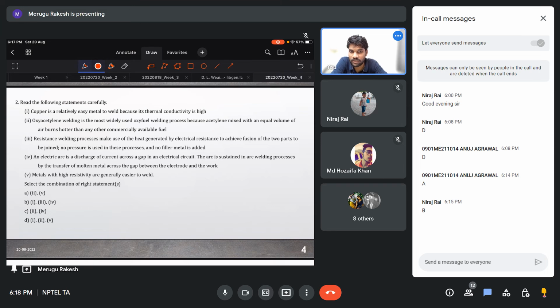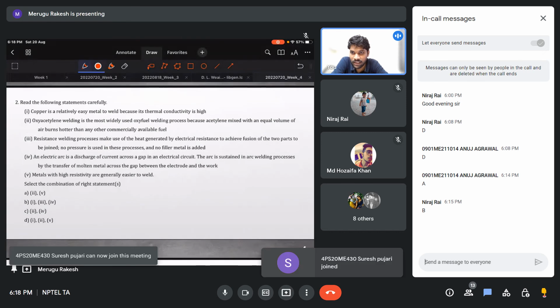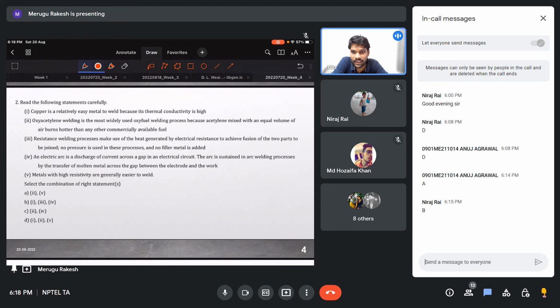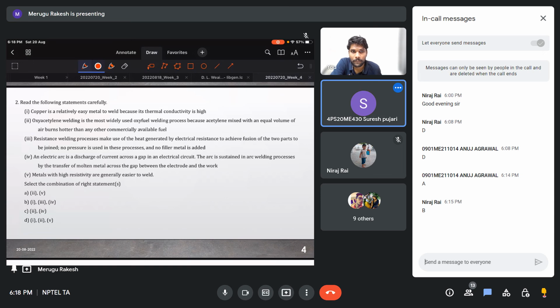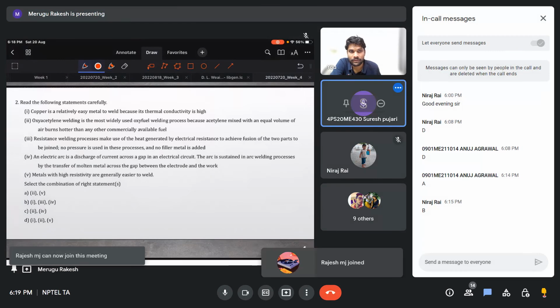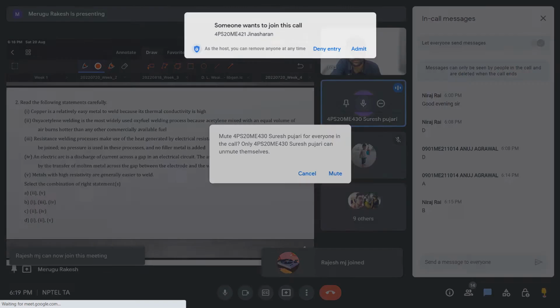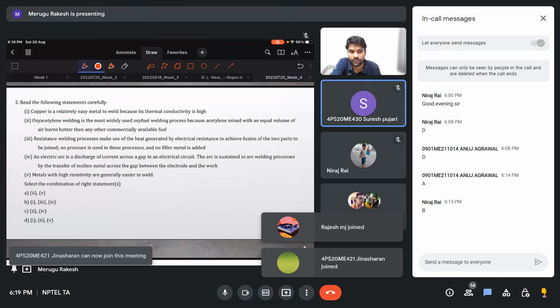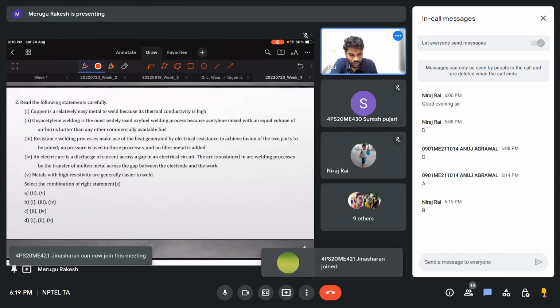Okay, then I will explain this. As I said, the first statement is not correct because copper is a very highly conductive material. So whatever heat input you are giving, it is easily transferred radially. If the conductivity is very high, there is a very high chance of heat transfer, so it is very difficult to melt the material. Sorry for that. So you can directly strike off the first option.